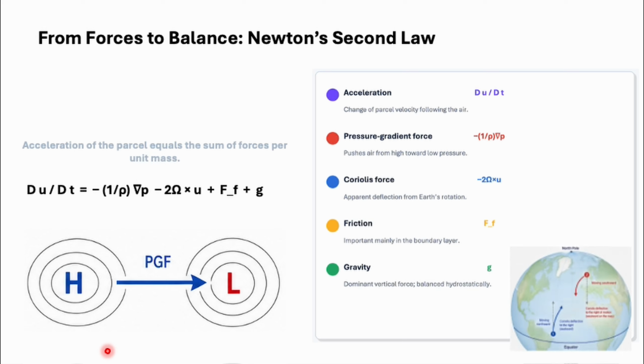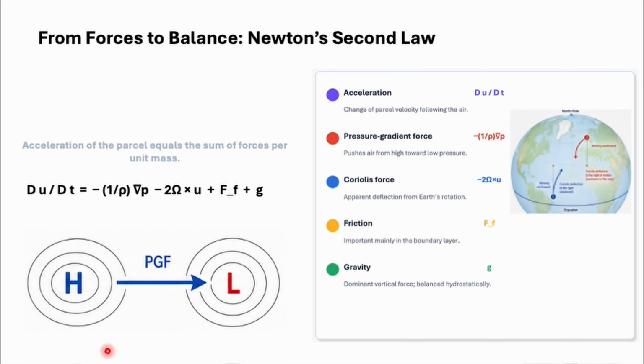Coriolis is not a real push in an inertial frame. It appears because we observe the motion from the rotating Earth. For example, in the northern hemisphere, if an air parcel is moving from south to north, it is deflected to its right, as shown in this figure. Friction is crucial close to the ground, but much weaker aloft. Gravity matters primarily in the vertical and is nearly balanced by the vertical pressure gradient force through hydrostatic balance.